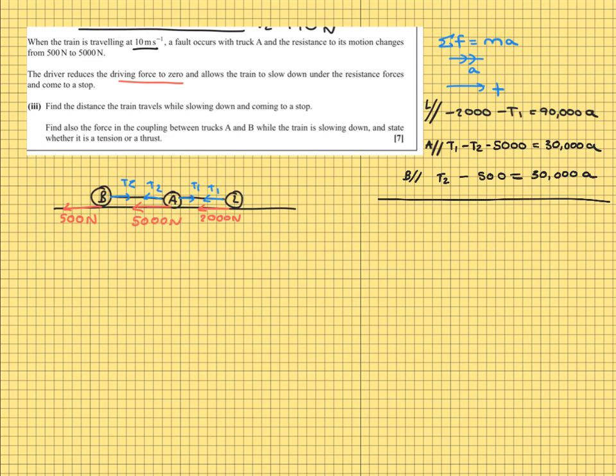Now again, we can add these three equations together. Let's see what will cancel. T1 and T1, negative and positive there. Negative T2 and T2 will cancel as well. So that leaves me with, on the left-hand side, negative 7,500, and on the right-hand side, I have again 150,000 a. So acceleration is equal to negative 0.05 meters per second squared.